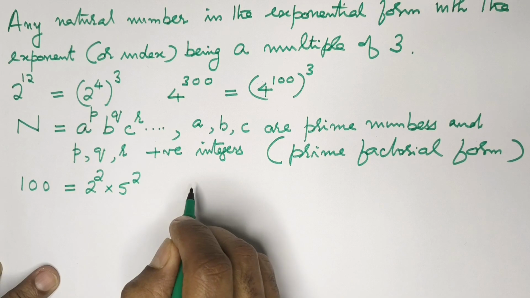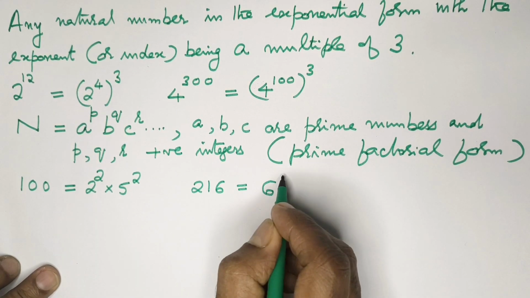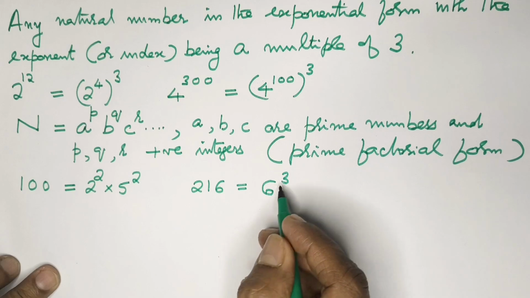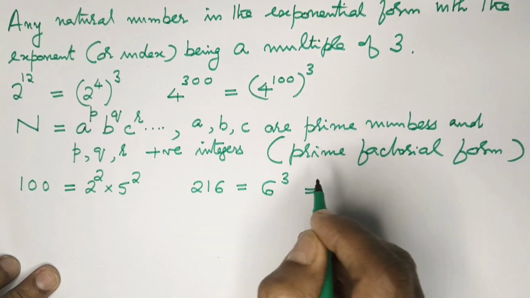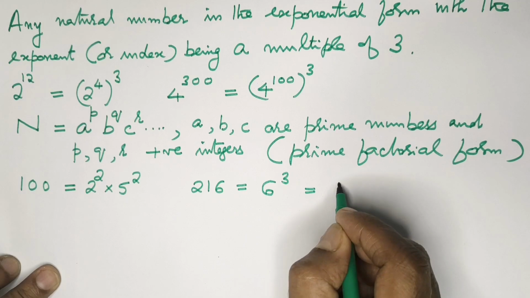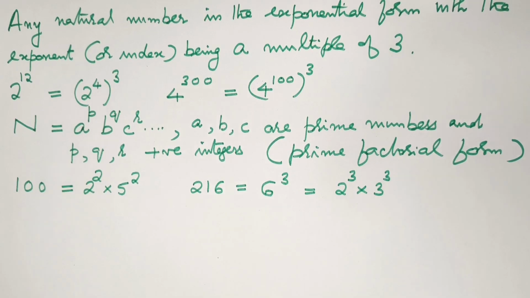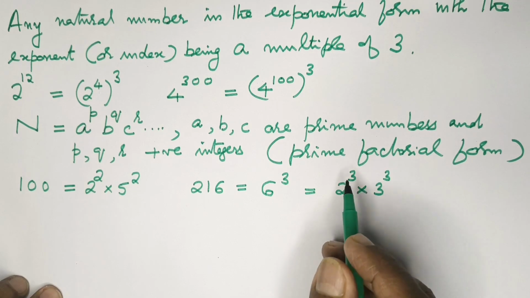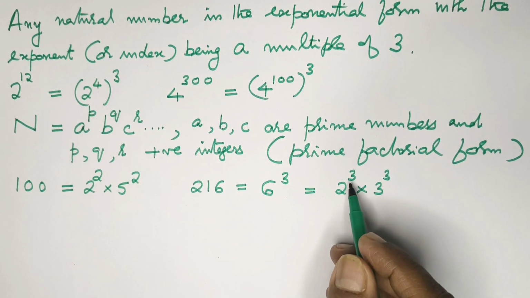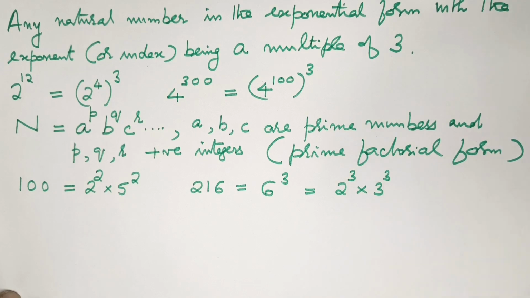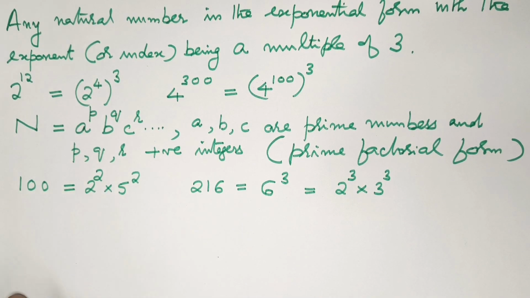Now take another number, say 216, which is actually 6 to the power of 3. This itself shows this is a perfect cube. If you want to write this number in the prime factorial form, that will be 2 to the power 3, 3 to the power 3. Okay, if you look at this number, the power is 3. It doesn't have to be 3. It could be 3, 6, 9, anything. So this is a perfect cube, whereas this is not a perfect cube.